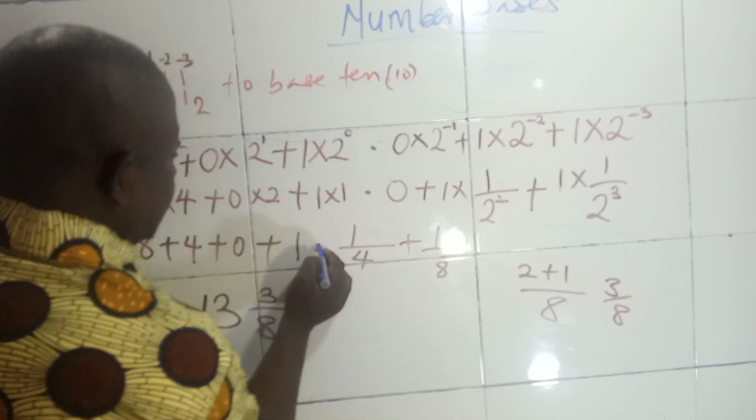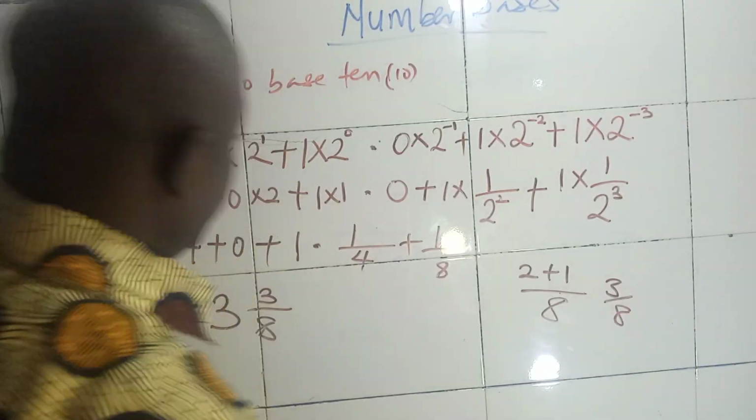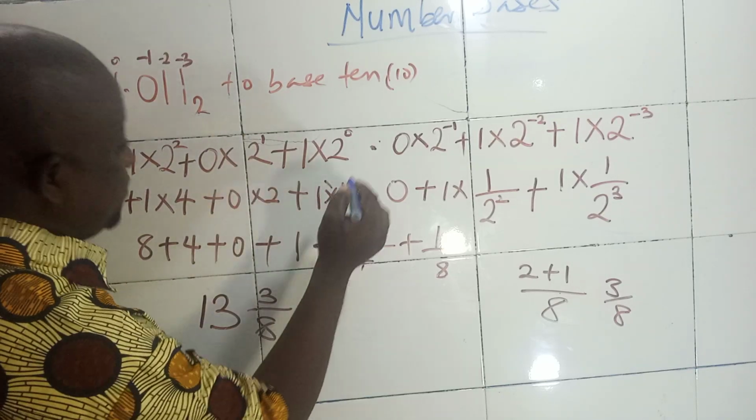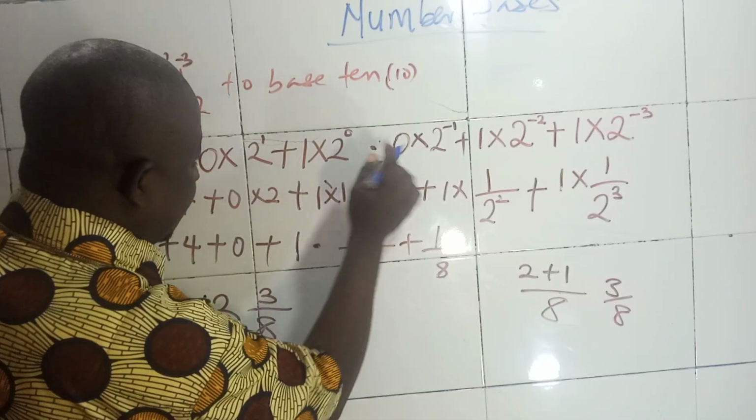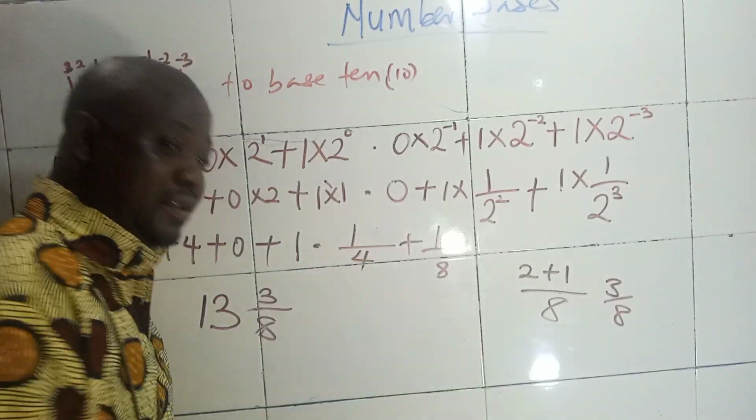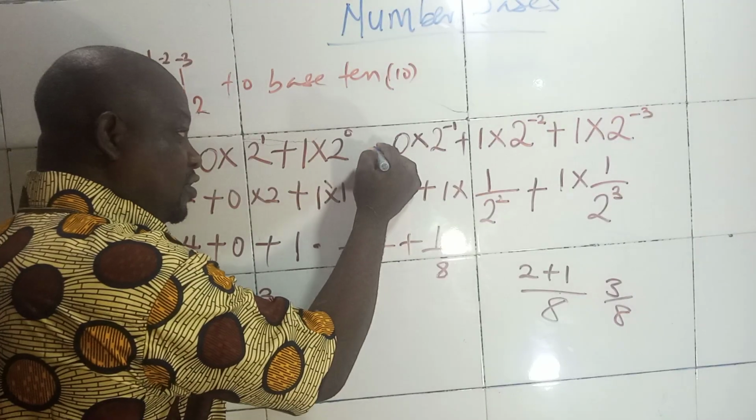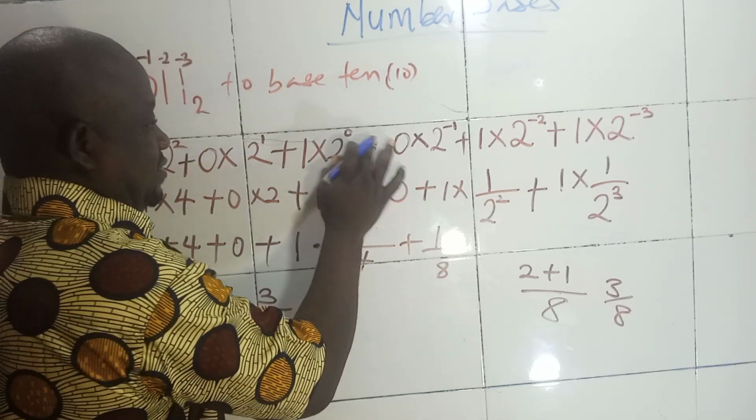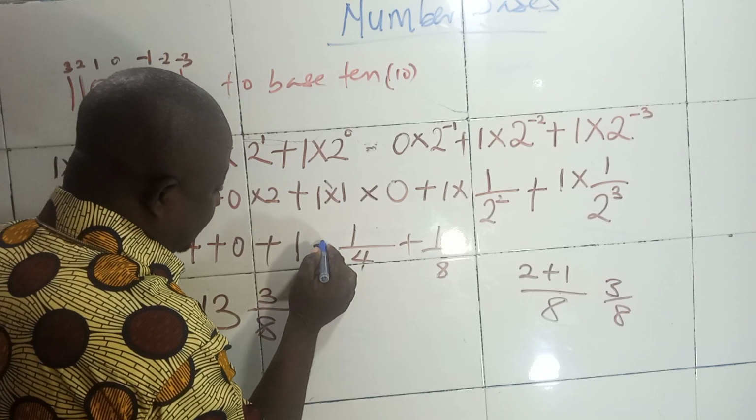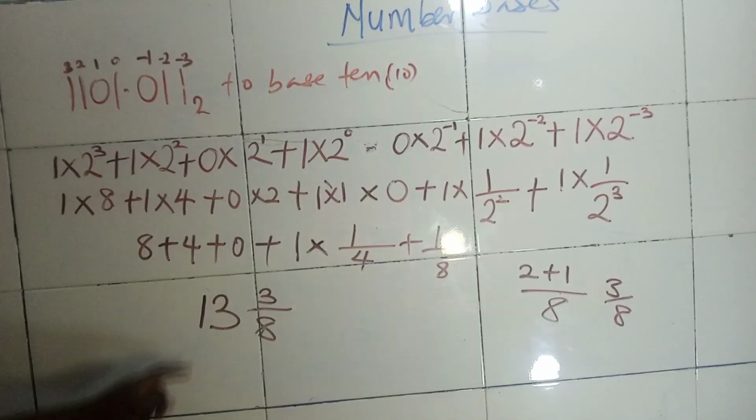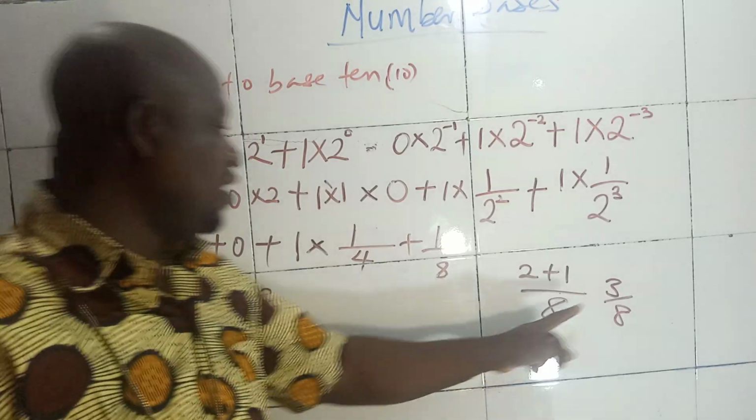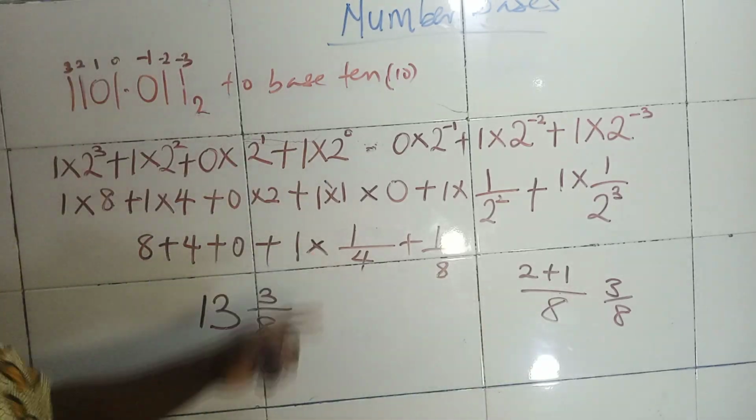So I'm changing it now so that you can see it. This is the dot. That dot means times. For those that are really following, you should know that this dot means times. I don't want you to be confused. So it means 13 times whatever you have here. And what we got here is a fraction.